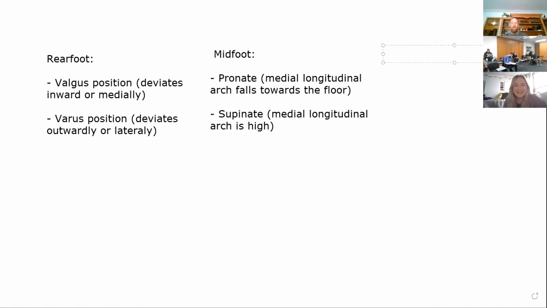All right, and then we obviously have the forefoot, guys. The forefoot can also go into varus or valgus, but the movement at the forefoot is much more subtle. Movement at the forefoot is much more subtle.